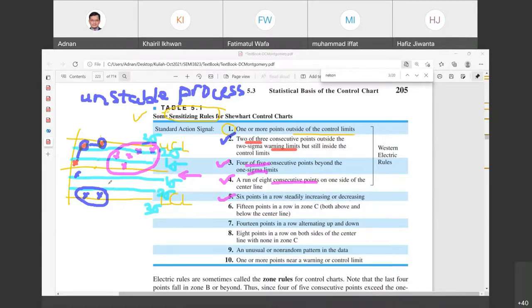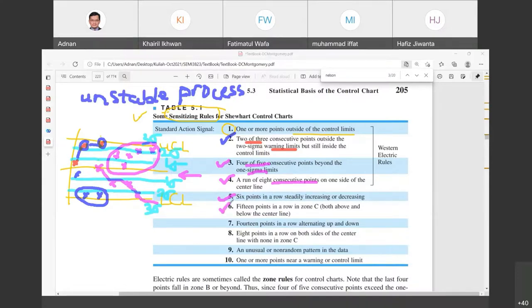If you have 6 points steadily, let's say steadily moving down, let's say this point, 6 points, keep moving down, down, down, down, down. So this is also unstable.